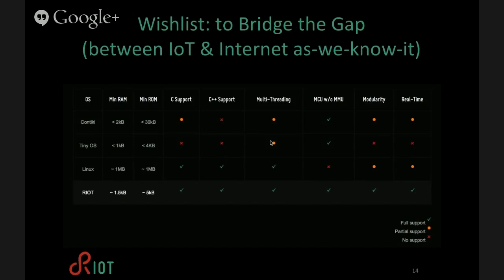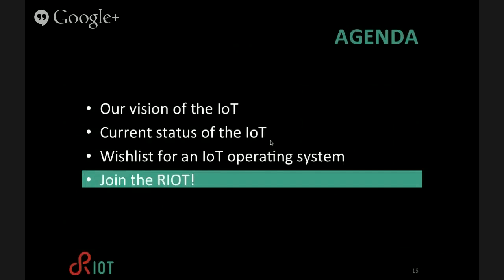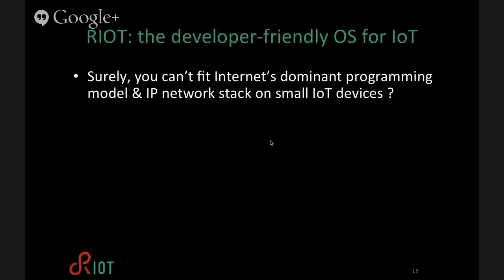Operating systems that were designed a decade ago for sensor networks do not have all the properties that we want, and so we were, in our opinion, a little bit stuck. That's why we started our efforts on RIOT. What we have achieved is that we could answer this question. A few years ago, people were saying that sticking the internet's dominant programming model and IP network stack on small IoT devices was impossible. We proved the contrary: it's possible, and RIOT provides this.